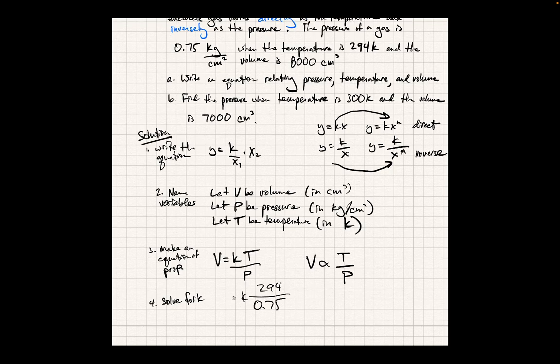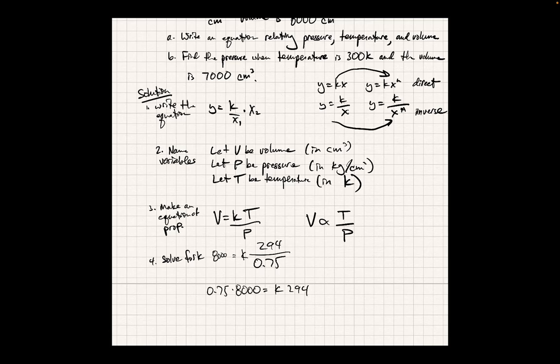You have your volume, which is going to be 8,000 centimeters cubed. So you just put 8,000. And then you times the 0.75 on both sides. And you get 294. I don't have my calculator on me. Somebody with a calculator, let us know what K equals.